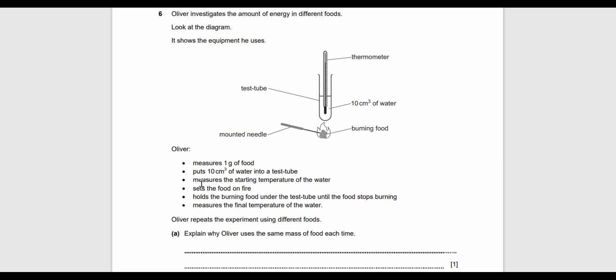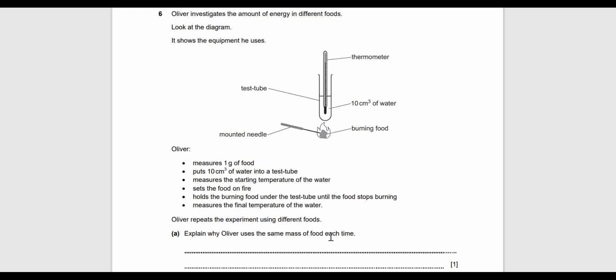He puts 10 milliliters of water into a test tube. Measures the starting temperature of the water. Sets the food on fire. Holds the burning food under the test tube until the food stops burning. Measures the final temperature of the water. Oliver repeats the experiment using different food. Explain why Oliver uses the same mass of food each time.